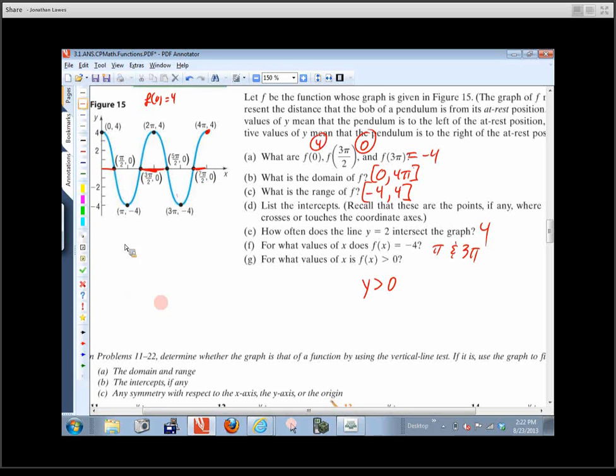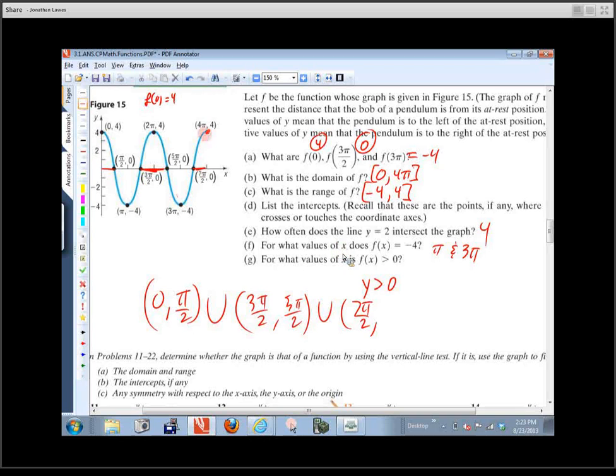So we're going to go from 0 to pi halves. Start up again, and we use that union symbol for this. 3 pi halves. Where do I stop being above? 5 pi halves. Union, and the last one is 7 pi halves to, where do we end up here? End of the domain, 4 pi.